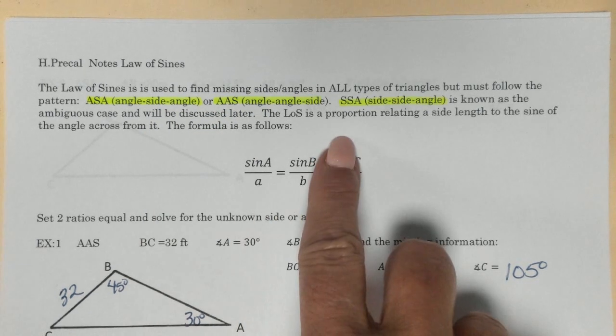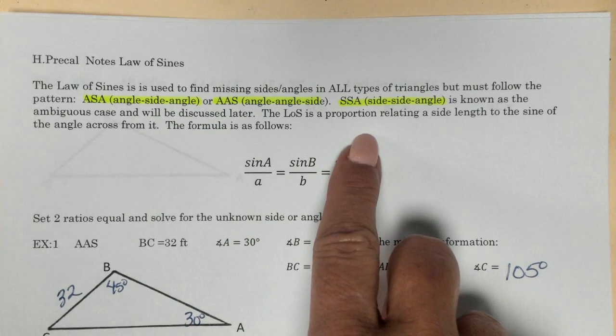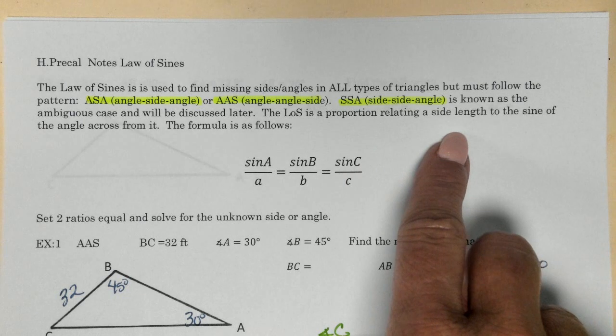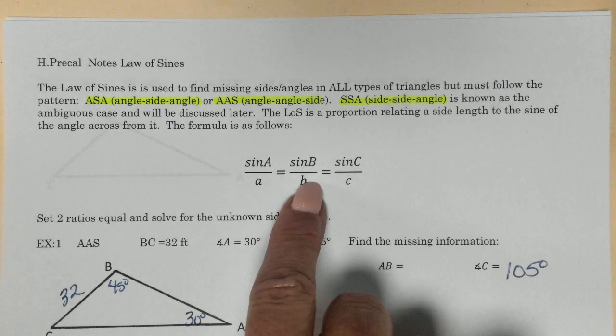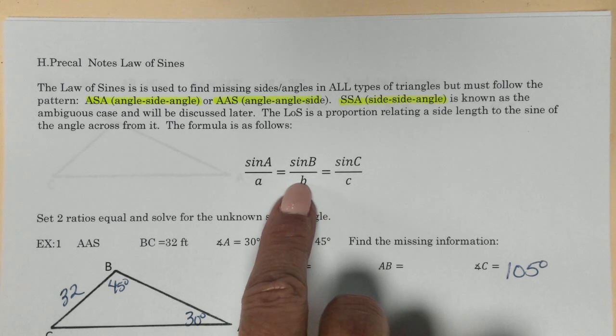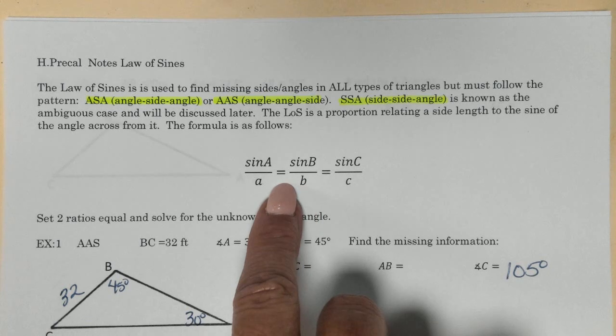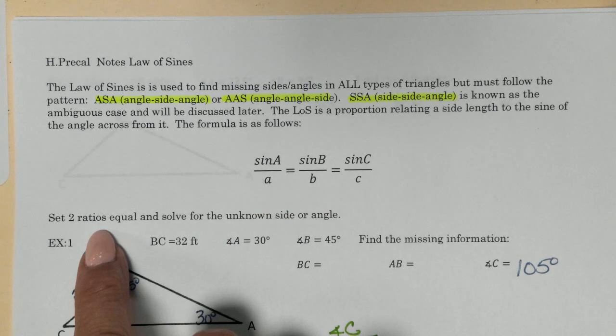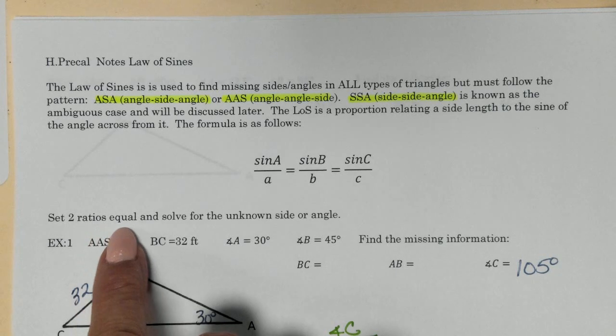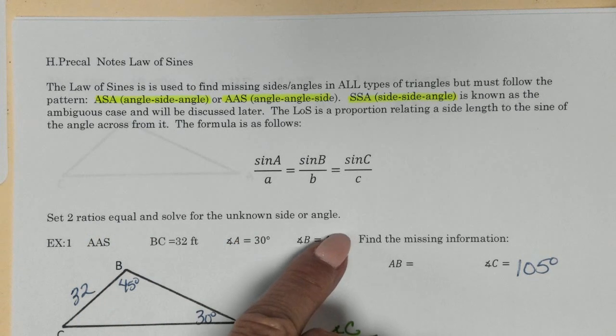What I like about the law of sines is it's a proportion. You're relating a side length to the sine of the angle across from it. It's much more simple to solve, not nearly as much involvement as the law of cosines. You're just setting two ratios equal to each other to find either the unknown side or the unknown angle.